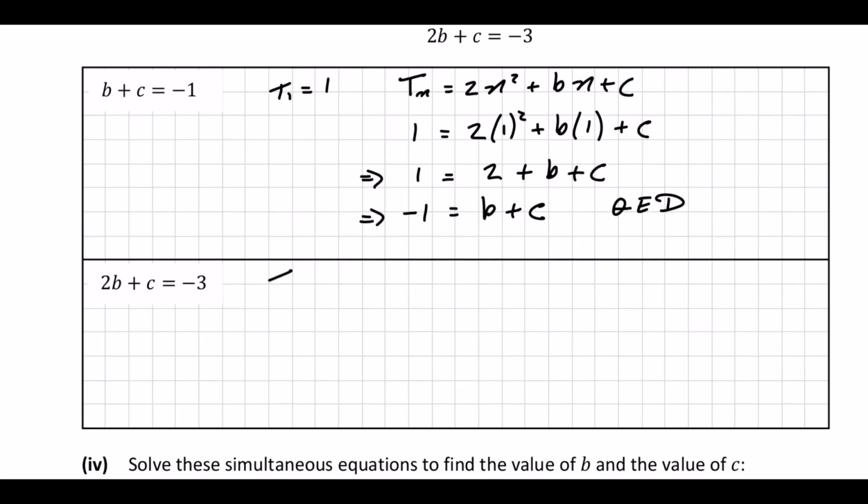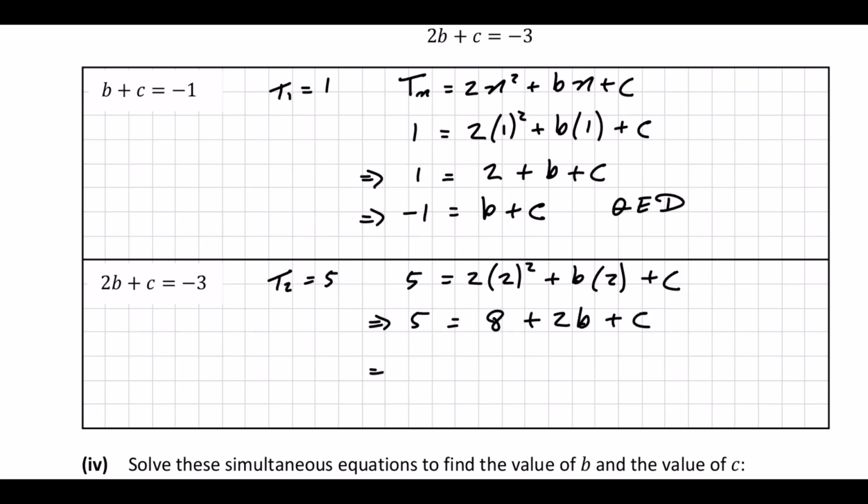So again, t2 is equal to 5. So using the same formula again, we know that 5 is equal to 2 times, this time n is this number here, which is 2. So we square that, plus b times 2 plus c. So again, we've got 5 is equal to, square this first, so 2 2s are 4. Multiply our answer by this 2 here. So that's 8 plus 2b plus c. And then finally subtract 8 from both sides.